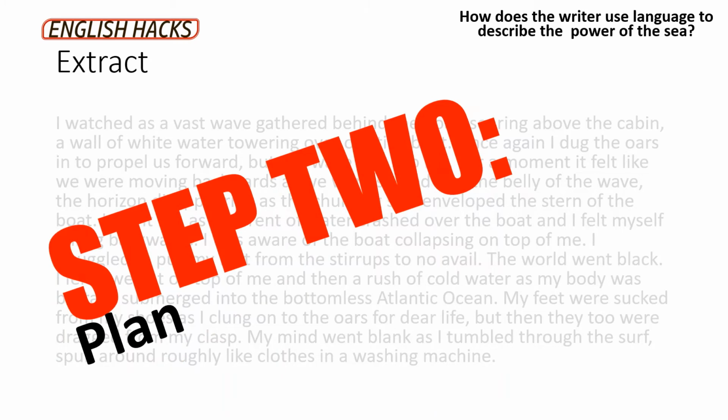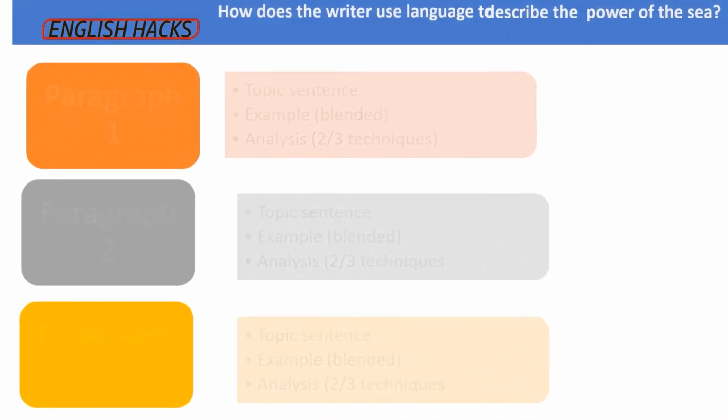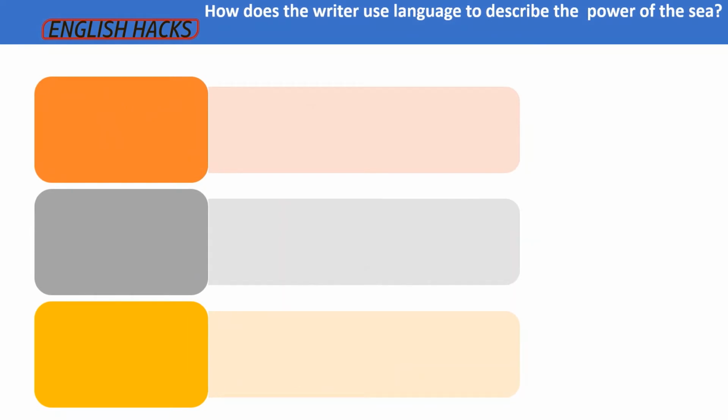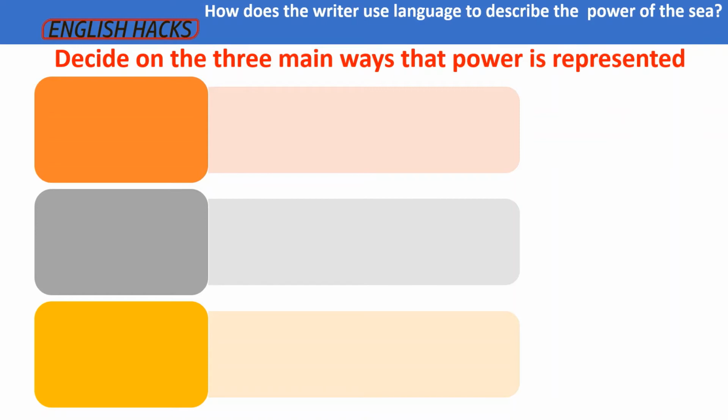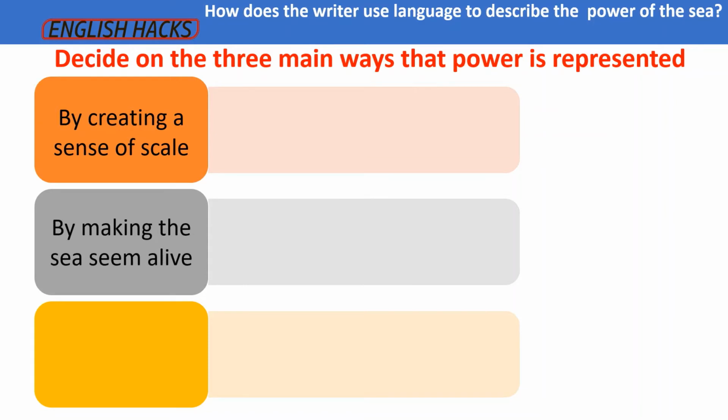Now it's time to quickly think through a structure to our answer. We've already decided on the three main ways that power is represented in the extract. Firstly, the writer creates a sense of scale. Secondly, he makes the sea seem alive. And finally, he creates a feeling of violence.